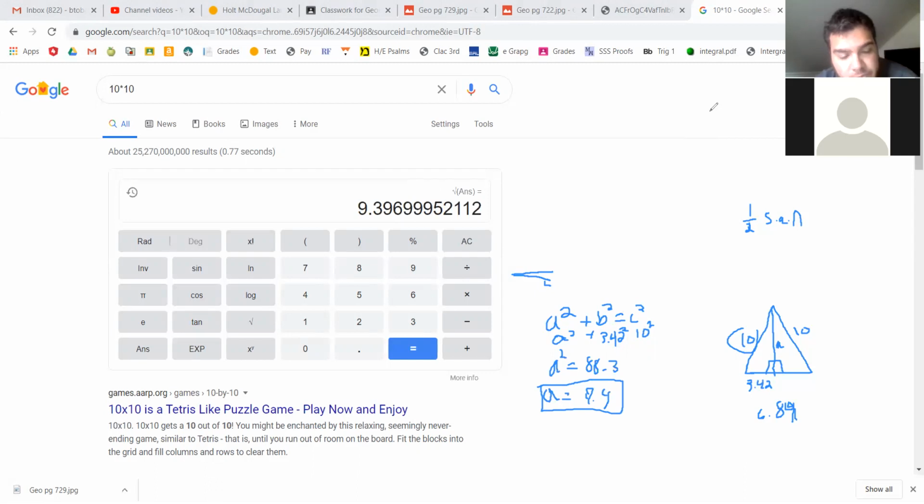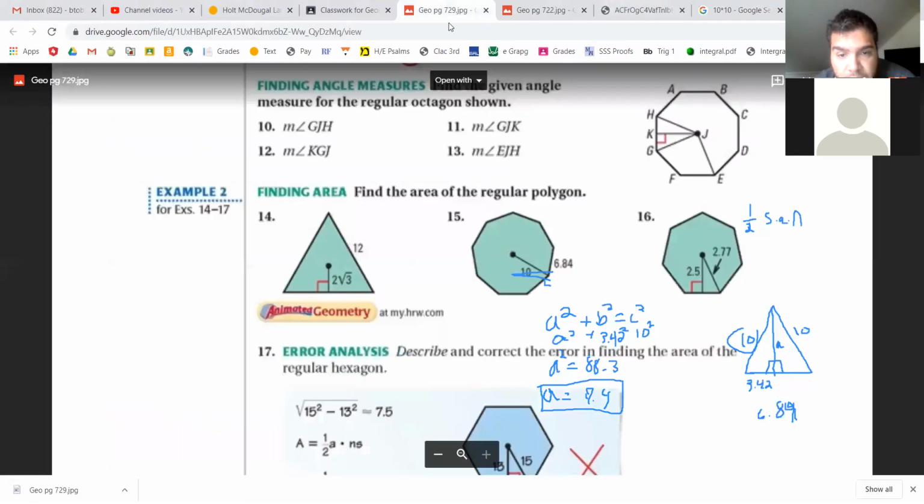So now we could actually solve our question. It's so hard to touch a tab here. Our equation was 1/2 apothem times side times the number of sides. So this is going to be 1/2. How many sides does question 15 have for me? Nine. 9, so 9 times, what did we just find our apothem to be? 9.4.